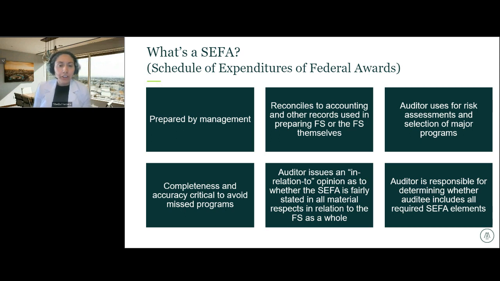And so we do issue an opinion, and we'll go through in a minute which opinions we do issue, but we are issuing an in-relation-to opinion on whether that CEFA is fairly stated in relation to the financial statements as a whole. And then the auditor is responsible for making sure that you have all the required elements in your CEFA. The uniform guidance, which is 2 CFR 200, lays out exactly the required elements that should be in your CEFA. So if there are any questions, there are lots of guides out there as well to help you.